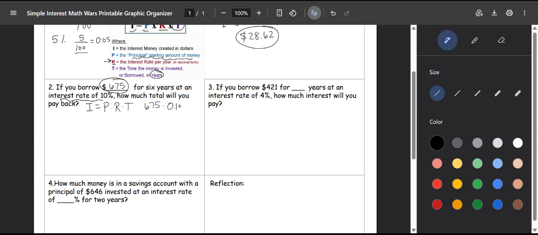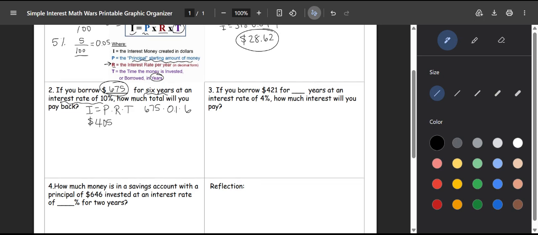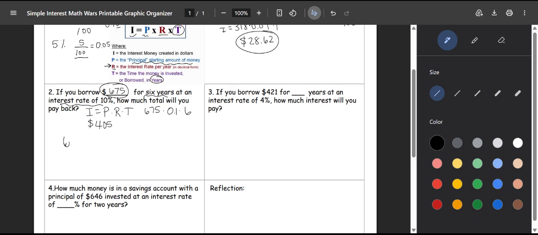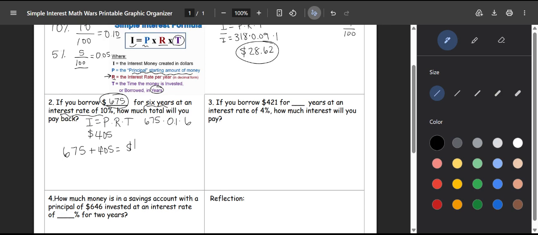And how many years did we borrow it? Our time is 6 years. When we calculate that, we get a total of $405. So you have to pay back everything you borrowed in addition to the interest that they charged you for it. So we would have to pay back the $675 and the $405. So how much total will we pay back? $1,080. So there's some real world math for you.